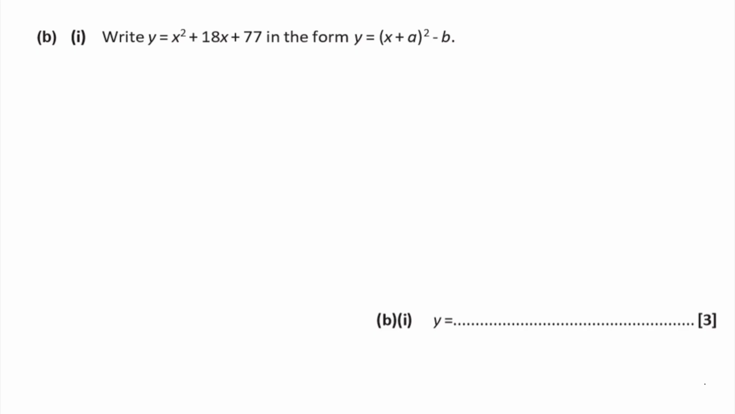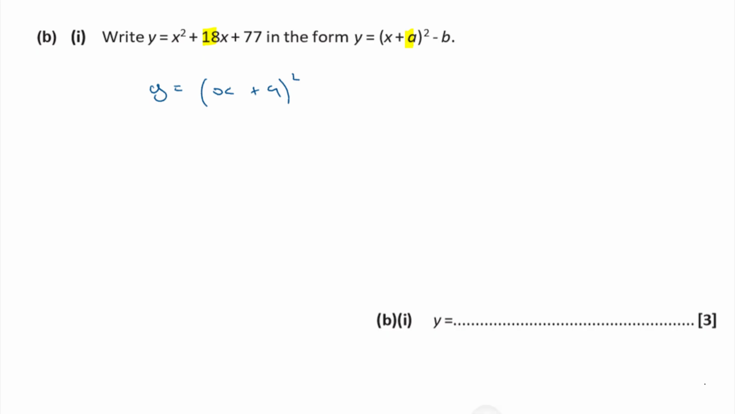Part B says, write y equals x squared plus 18x plus 77 in the form y equals x plus a all squared minus b. Now that is the completed square form, isn't it? Now this number here is always half of the coefficient of that term there. So it's going to turn into something that looks like x plus 9 all squared. Now x plus 9 all squared actually gives us x squared plus 18x plus 81.